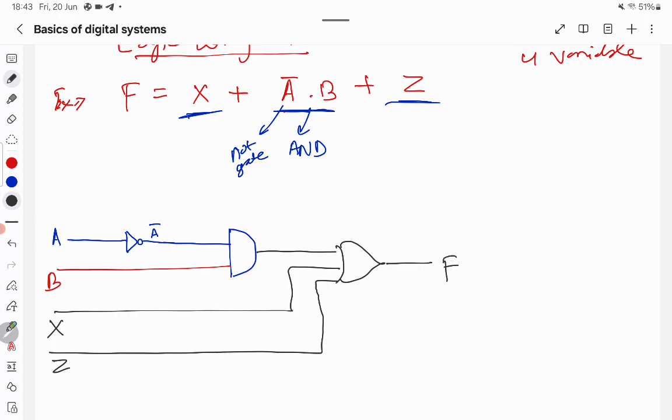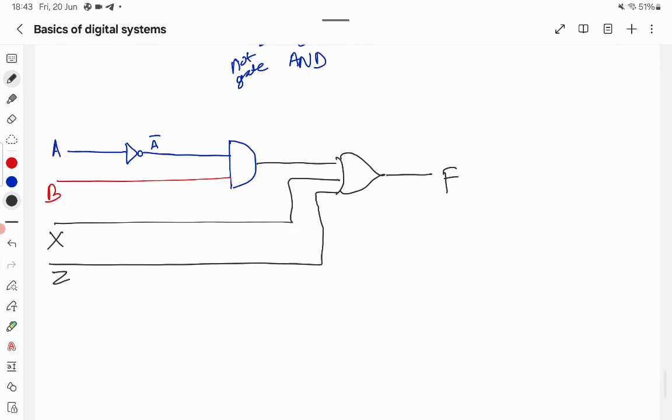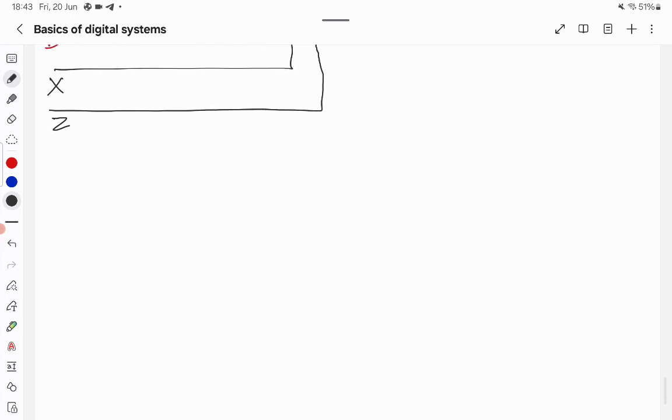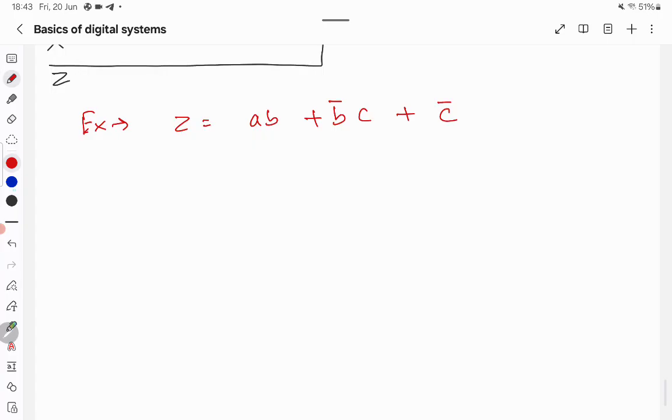Okay, so this is the basic way of drawing logic gates. Then, if we have something like this, let's give one more example: Z = AB + B'C + C'. So how will you draw this?